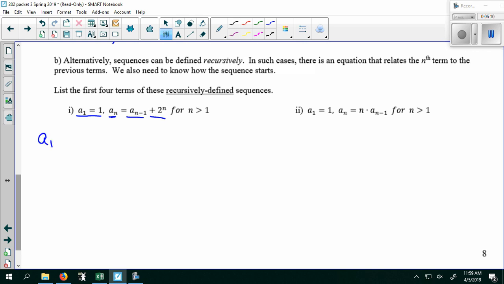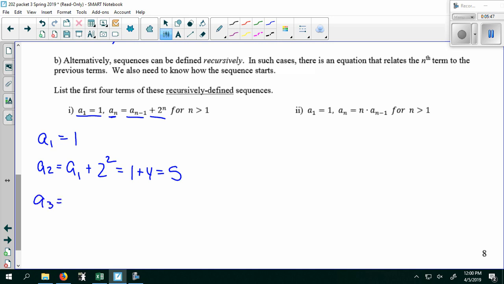So I know a1 is 1, so that was given. And then a2, the second term, is the term before it, a sub n minus 1, so a1 plus 2 to the n, and n is 2 in this case. So that comes out to 2 to the 2. There we go. So a1 is 1 plus 4 is 5.